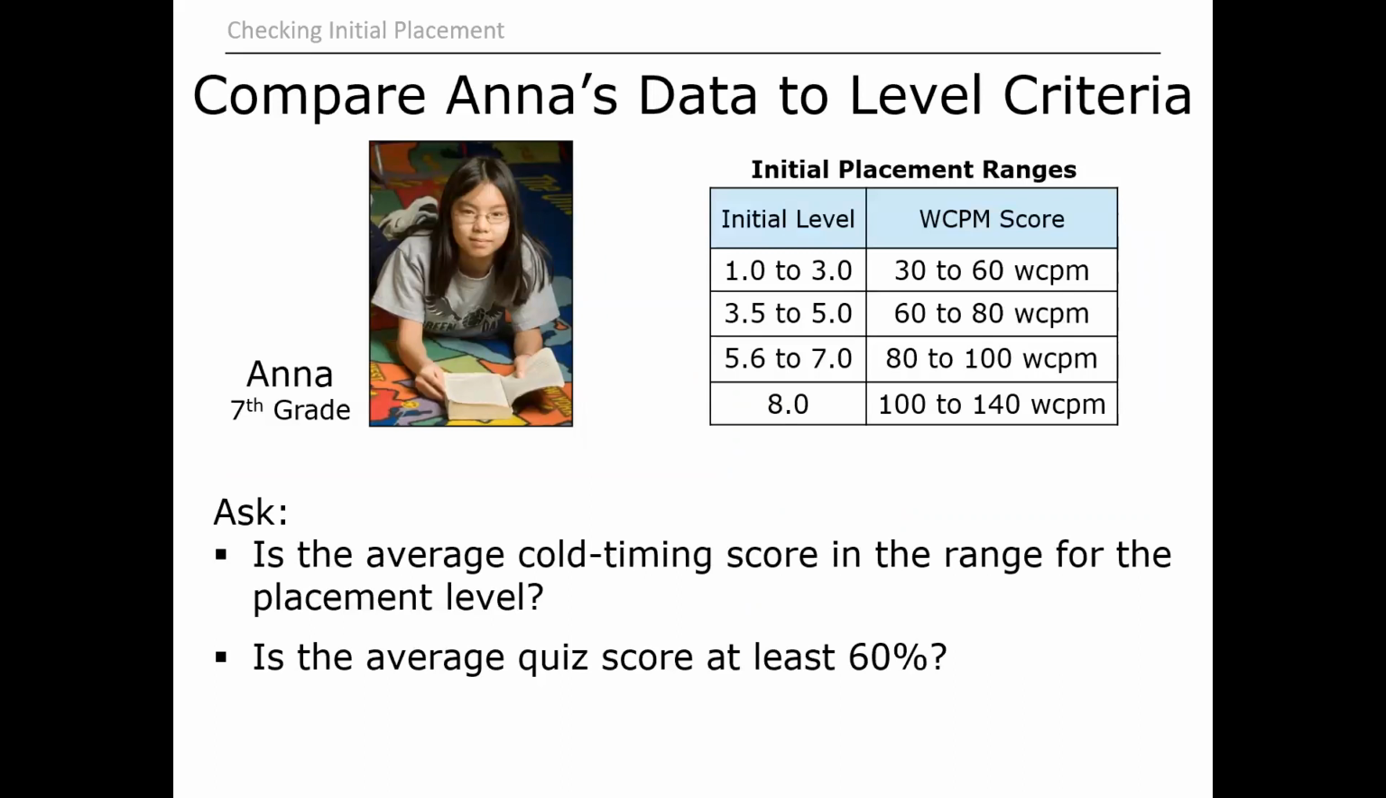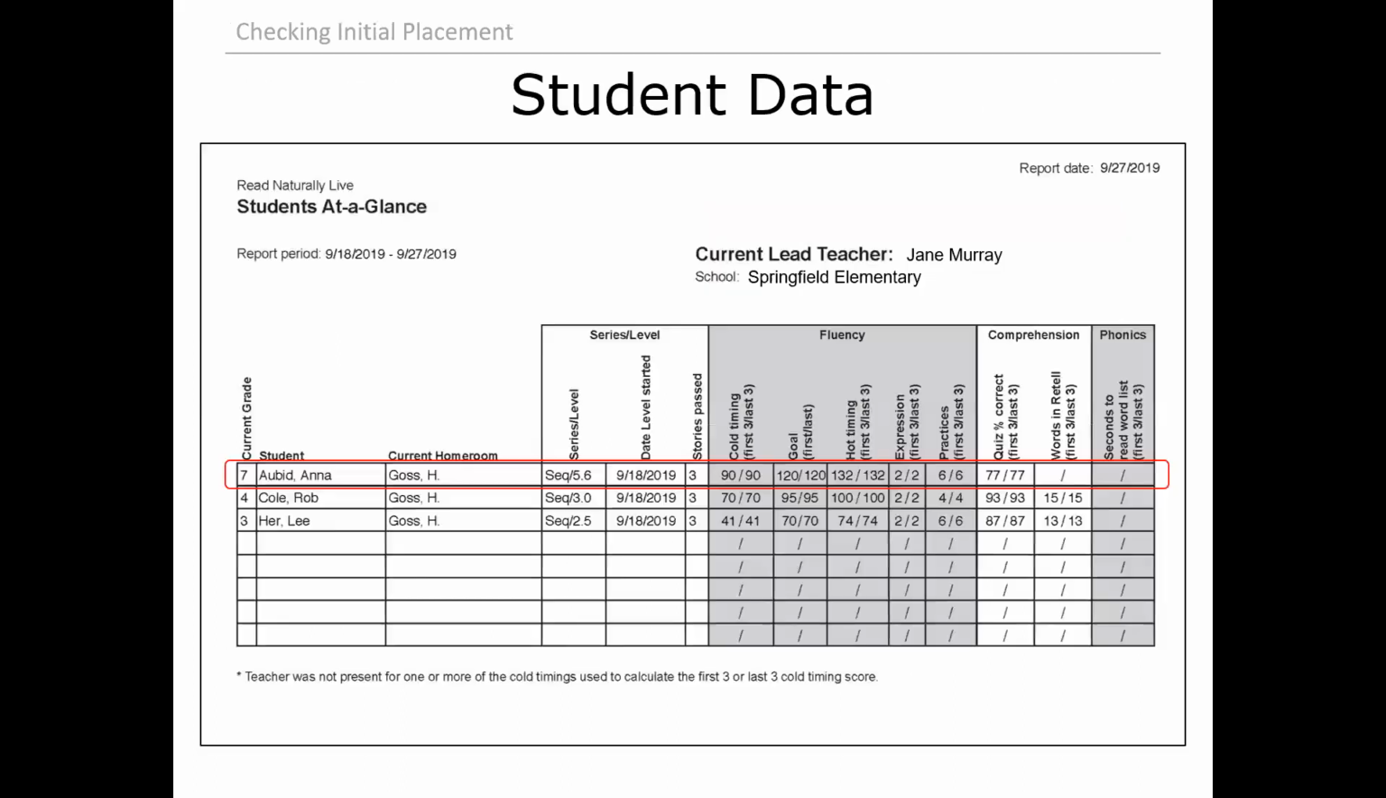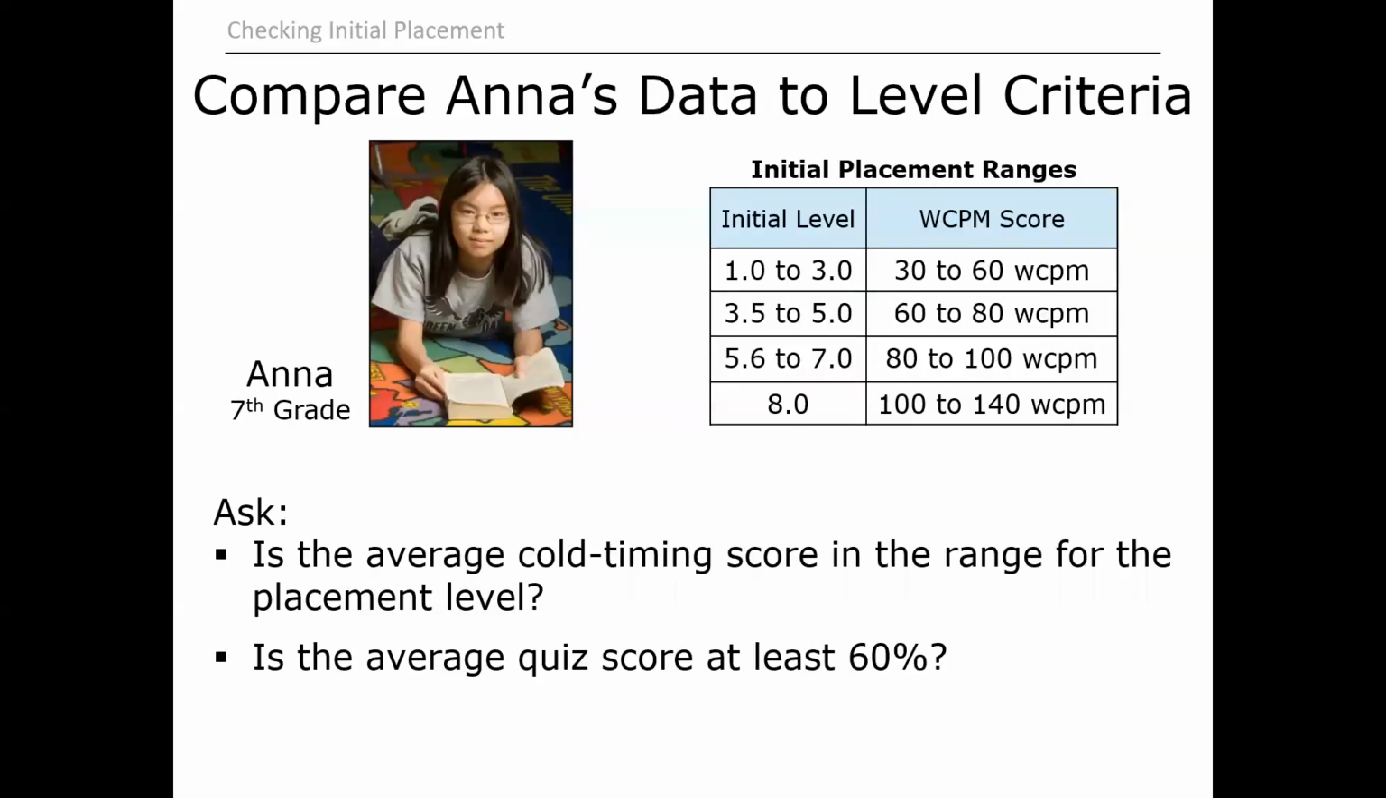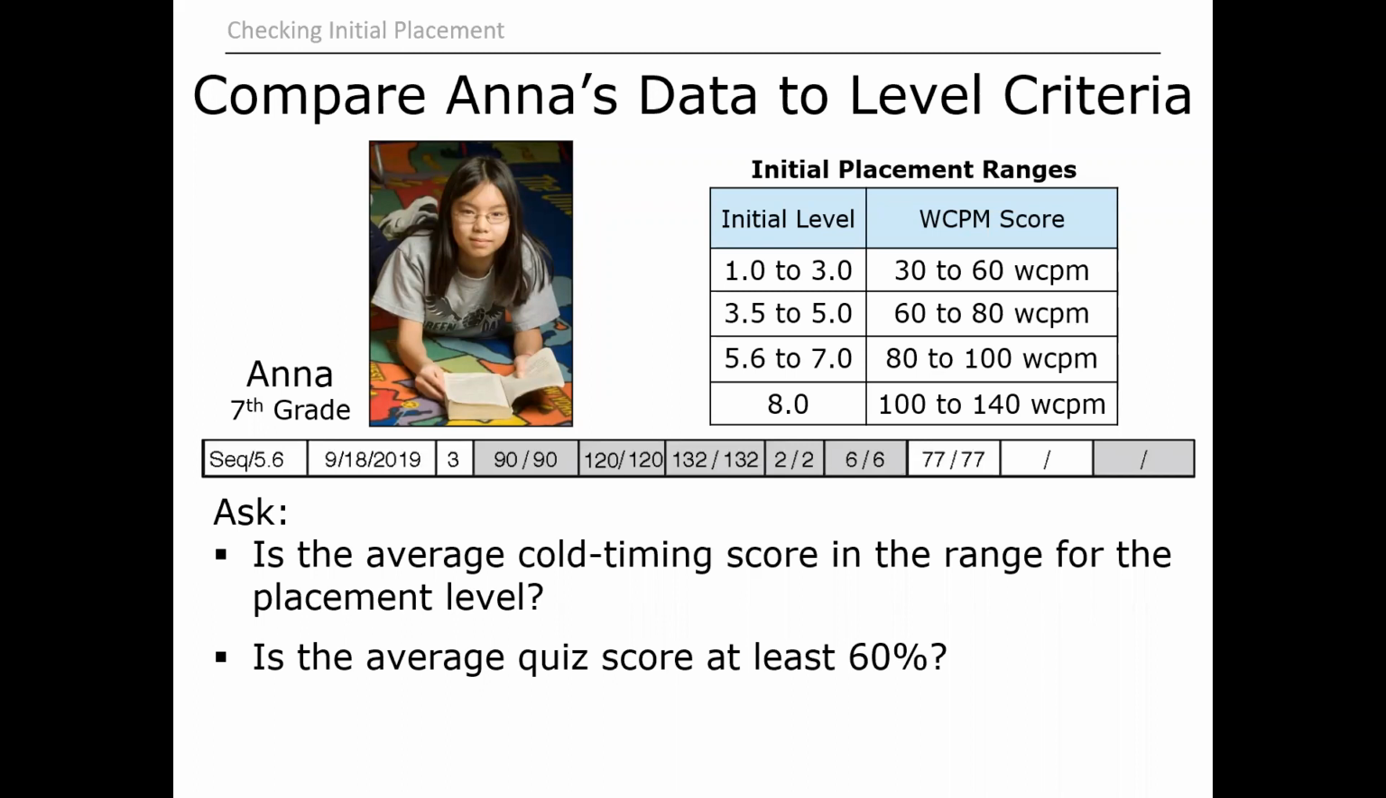So the first question we ask is going to be on data from Anna. Anna's a 7th grader, and we're going to try to see if her average cold timing score is in the range and what her quiz is like. So we would run that Students at a Glance report that I just showed you how to run. I'd identify Anna on my list of students, and I would ask myself these questions looking at her data. So is Anna's average cold timing score in the range for her placement table? Well, what information do I need to know? Well, first thing, I need to know what level Anna's working in. Notice on this placement table on the upper right side of your screen, it has the initial level in the left-hand column and the right column is words correct per minute score.